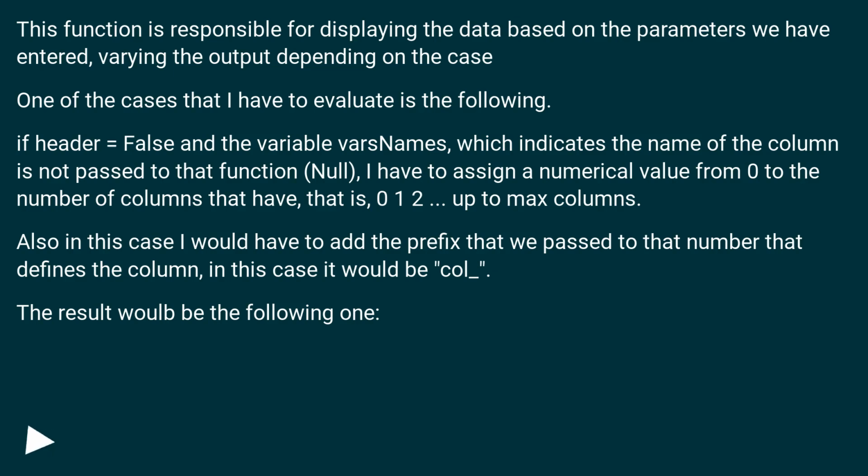If header equals false and the variable varnames, which indicates the name of the columns, is not passed to that function, null, I have to assign a numerical value from 0 to the number of columns that I have, that is, 0, 1, 2, up to max columns. Also in this case I would have to add the prefix that we pass to that number that defines the column. In this case it would be call_. The result will be the following one.